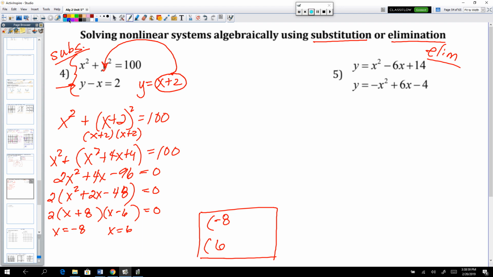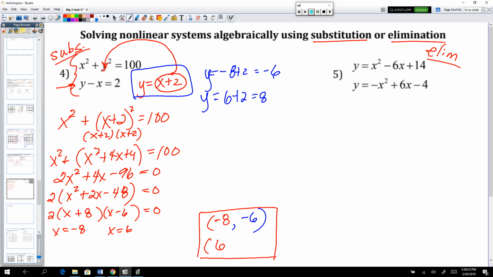And some of you are already jumping ahead of me, I know. When you have x values, and you have something beautiful like this, you can easily find the y values, right? So one at a time, enter your x values that you found. Negative 8 plus 2 is a negative 6. So this must go with a negative 6. And then if we were to input 6, 6 plus 2 equals 8, so this must go with an 8. That's the last part of our solution.